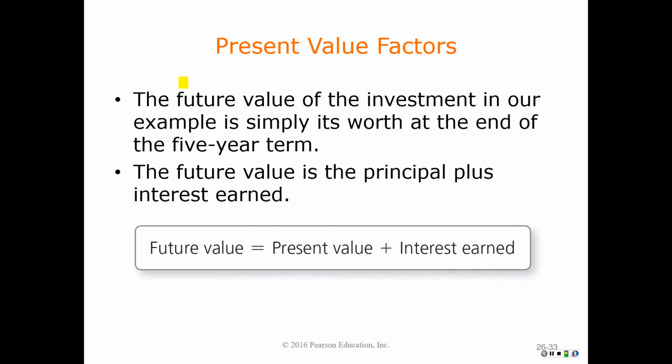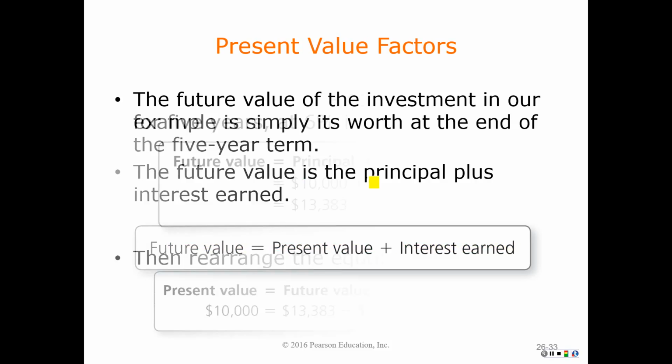So the present value factors, a couple of different things in mind. You'll notice it says the future value of an investment in our example is simply its worth at the end of a 5-year term. Well, the present value is whatever I have today, okay? But if I want to know the future value, it is simply that $10,000 that I invested today plus the interest earned will show me what the future value of a particular investment will be. So the future value is simply the principal plus any interest that we have earned.